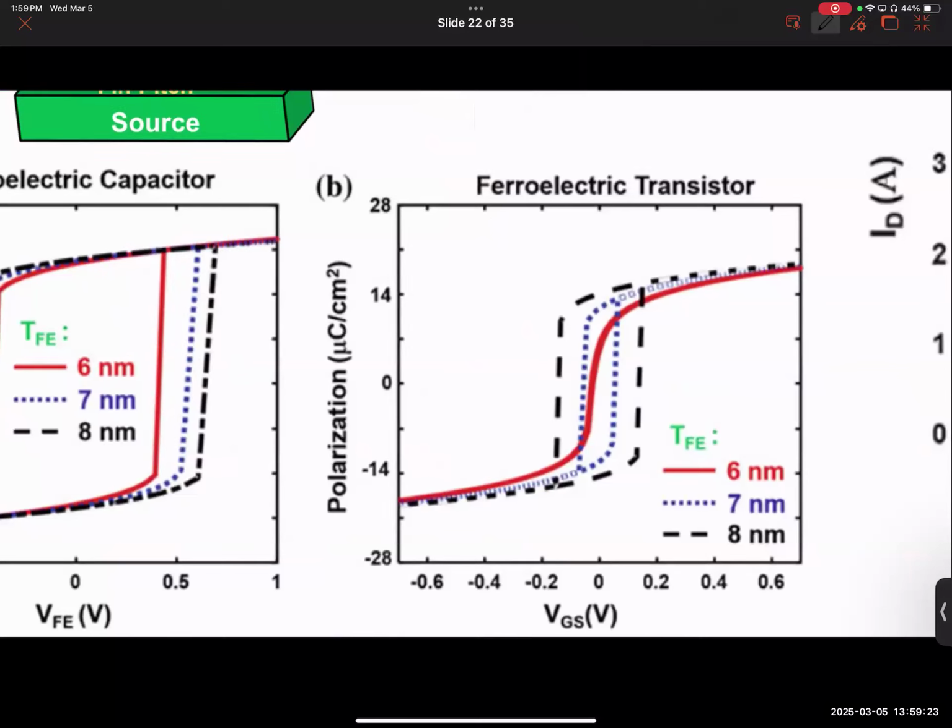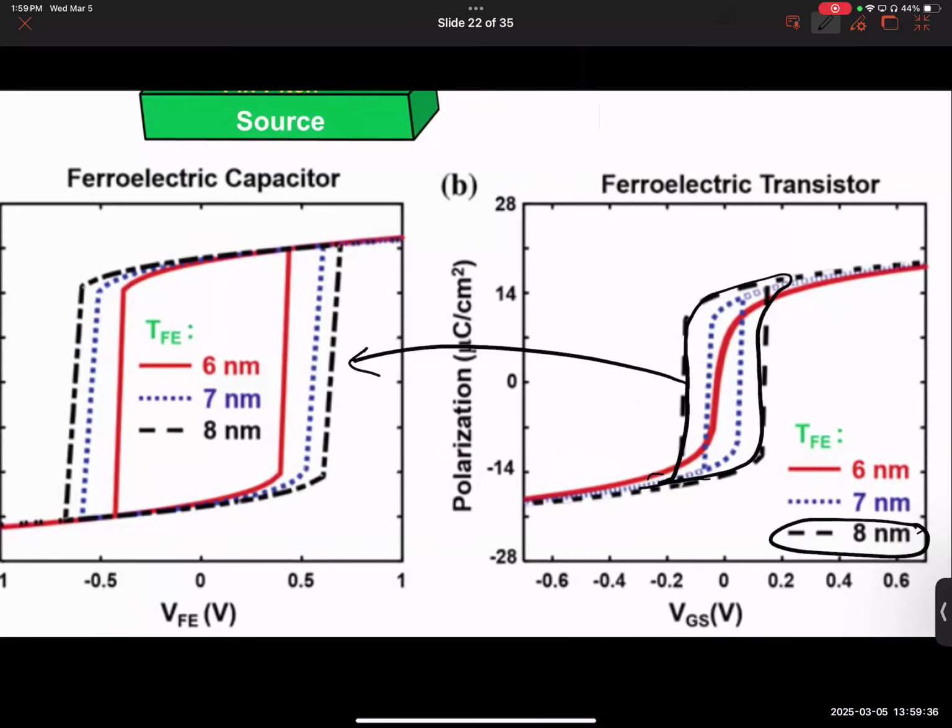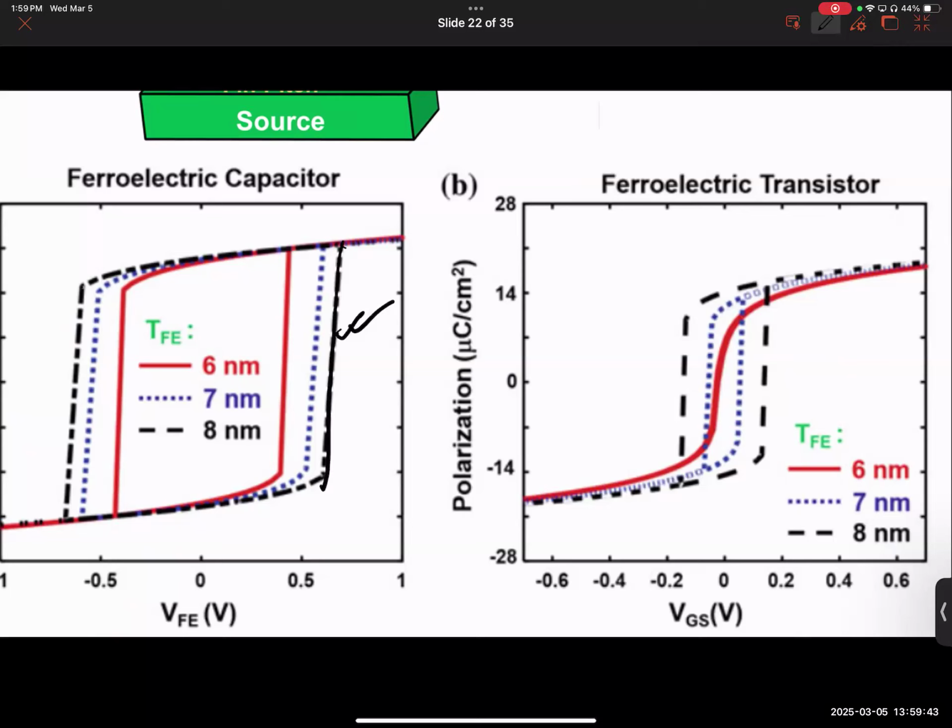And let's see what happens there. When you have 8 nanometer thick ferroelectric, you still have hysteresis, but the hysteresis reduces compared to the standalone capacitor. Do you see that? Just compare them side by side. The black line with the black line on the left. So this is standalone capacitor. And you have a wider ferroelectric polarization loop for 8 nanometer thickness. But when you make it into a transistor and use the same thickness of the ferroelectric, the hysteresis loop reduces. Do you observe that? Okay.